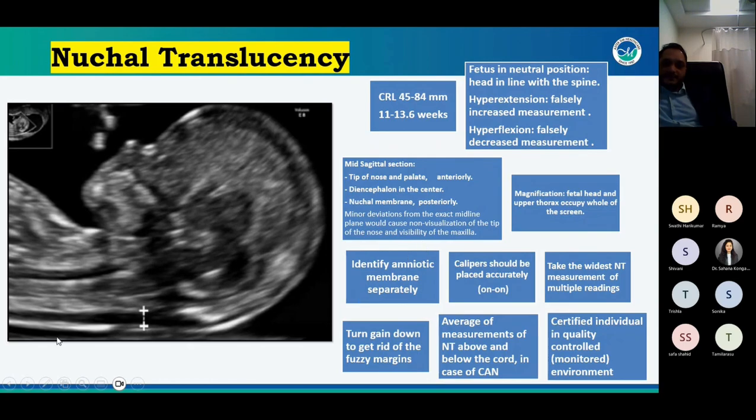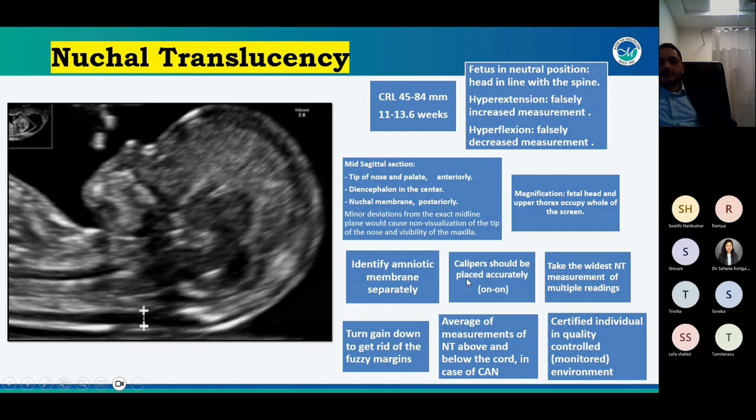The next prerequisite is that the amniotic membrane should be separately identified. While you're doing the scan, first try to identify that what you're measuring is actually the nuchal translucency. Trace this nicely and see that the amniotic membrane is separate and you're not measuring the distance from the baby to the amniotic membrane rather than the nuchal translucency.